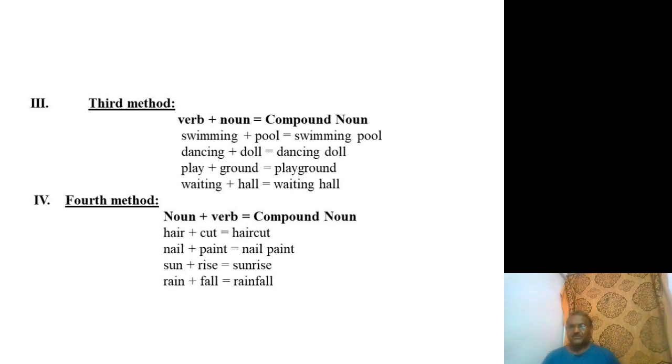Next, coming to the fourth method: noun plus verb. Noun plus verb. What is given? Hair is a noun, cut is a verb. You see this one? Haircut. Noun plus verb becomes compound noun. Hair plus cut, haircut. Hair is a noun, cut is a verb. It becomes a compound noun. Like haircut, nail plus paint, nail paint. So noun plus verb is called compound noun. So sun plus rise.